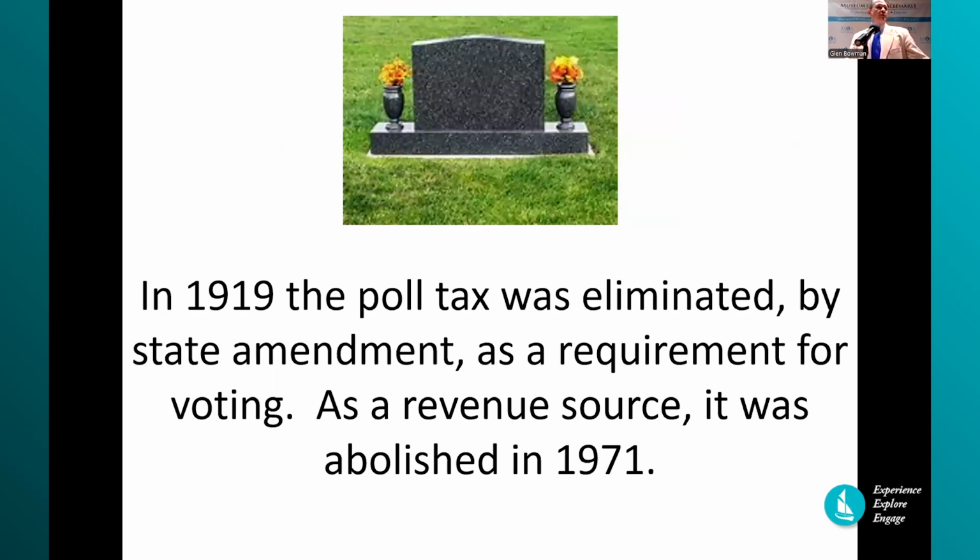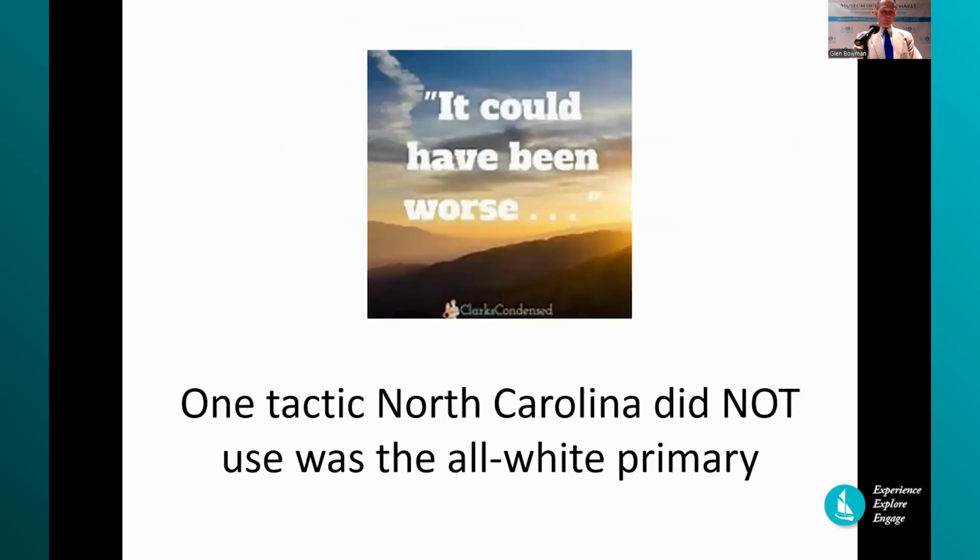In 1919, the poll tax was eliminated in North Carolina as a requirement for voting. Many states kept the poll tax for a lot longer than that. But it was still a revenue source until 1971. But it was no longer after 1919 a way to keep people from voting. You could still vote even if you hadn't paid the poll tax at that moment. They didn't disqualify you if you hadn't paid it.